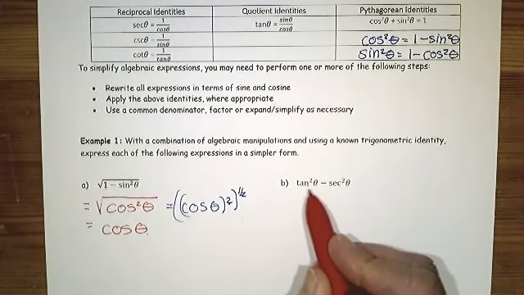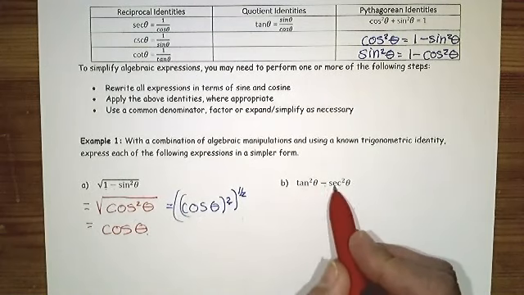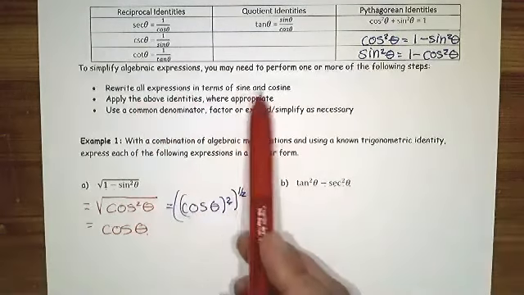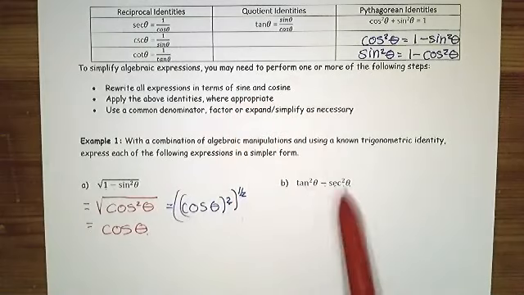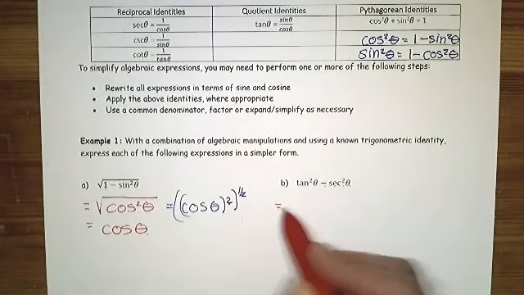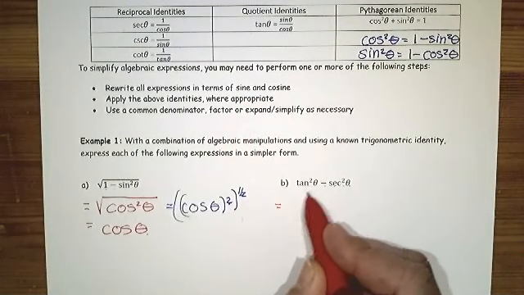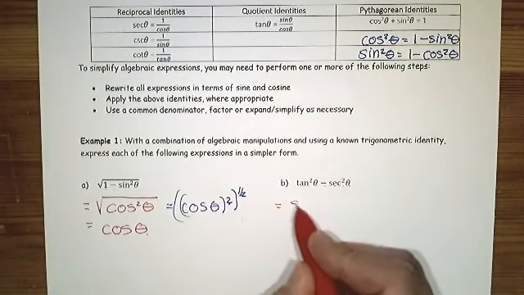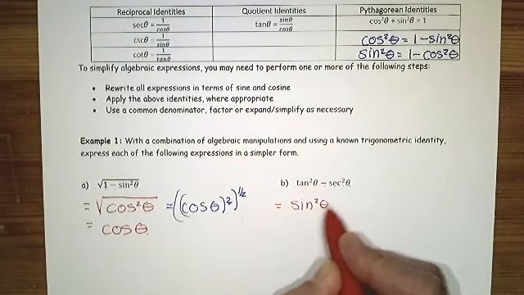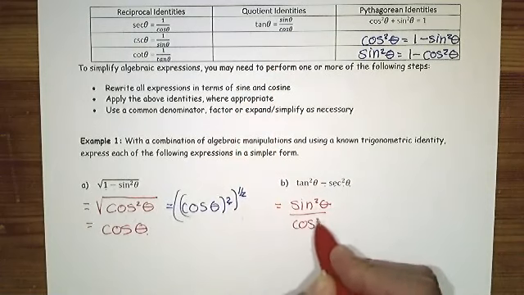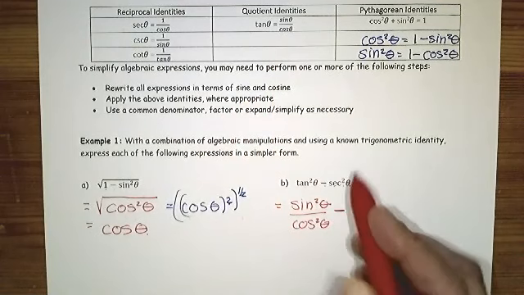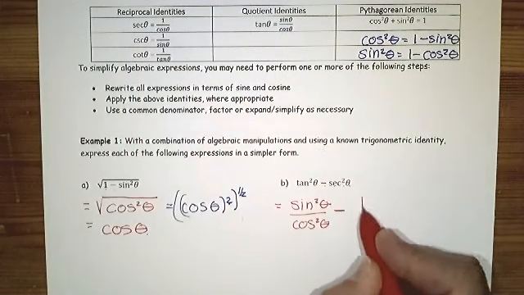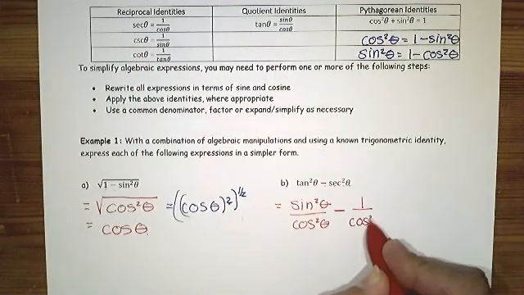Let's look at our next example. We have tan squared theta subtract secant squared theta. Let's go back to our plan. Rewrite all terms in terms of sine and cosine. So we have some work here to do first. So I'm going to rewrite tan squared theta using my quotient identity of sine squared theta divided by cos squared theta. Subtract, and then I'll use a reciprocal identity for secant squared theta. I know that is 1 over cosine squared theta.